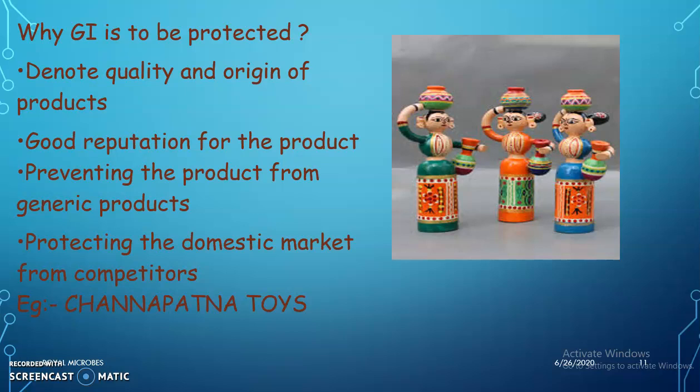Why should geographical indications be protected? Because these geographical indications denote the quality and origin of the products. Good reputation for the product. Protecting the products from generic products. Protecting the domestic market from competitors. For all these, we have to protect the geographical indications. One example is Channapatna toys.